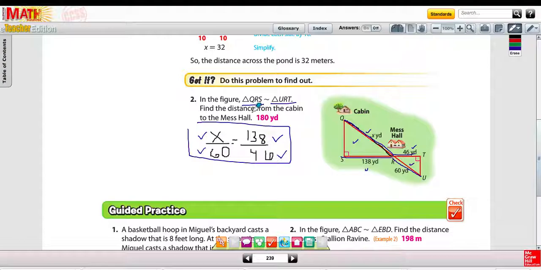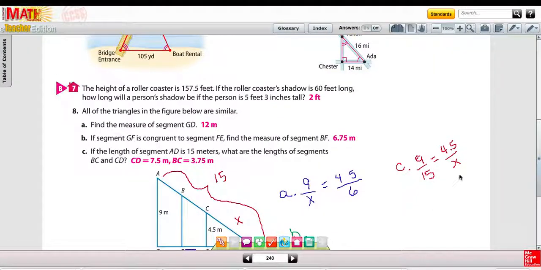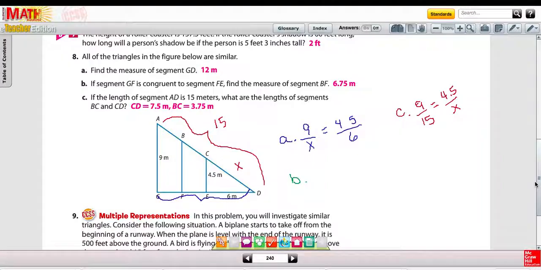So when I cross multiply and divide there, I get 180 yards. I do have one more problem for you to work out on your note sheet, and that is number 8 on page 240. There's lots of things going on here, so I'll try to keep this okay and documented for you. So in number 8, letter A, it wants us to find the length of segment GD.